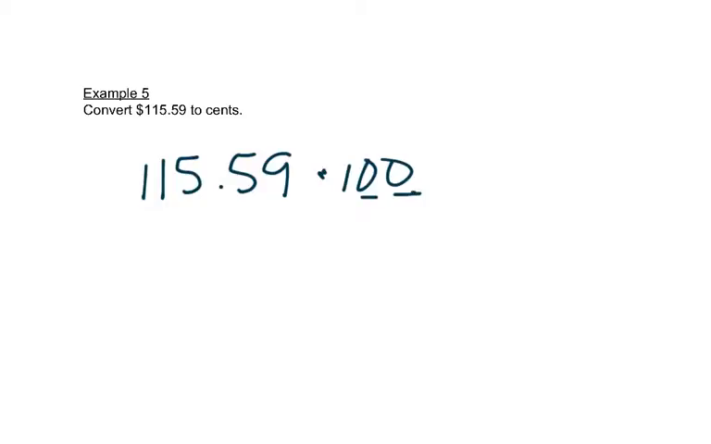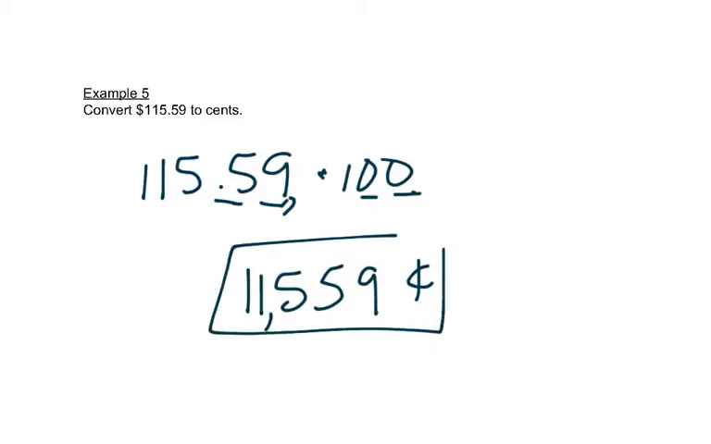It wants us to convert this to cents. Remember, there's 100 cents in a dollar. So when we ask to change to cents, we're really wanting to multiply by 100. And like I said, if there's 2 zeros here, we're multiplying by 100, it moves it 2 places to the right. So when we change things to cents, it just really gets rid of the decimal point. It moves the decimal point 2 places to the right. So we have 11,559 cents.